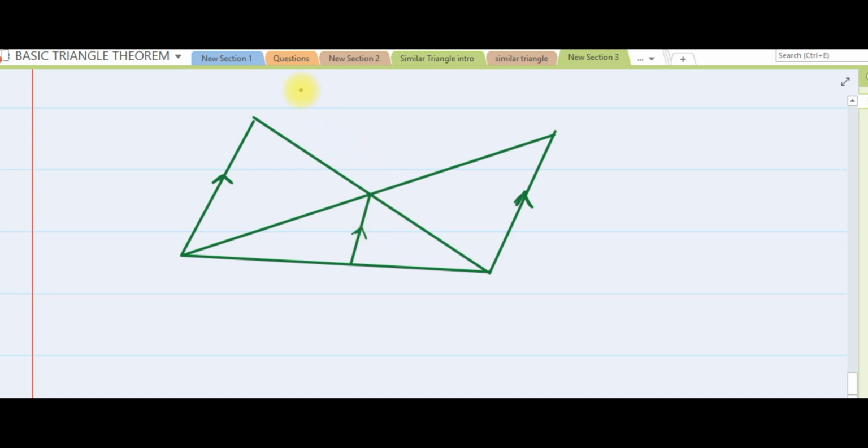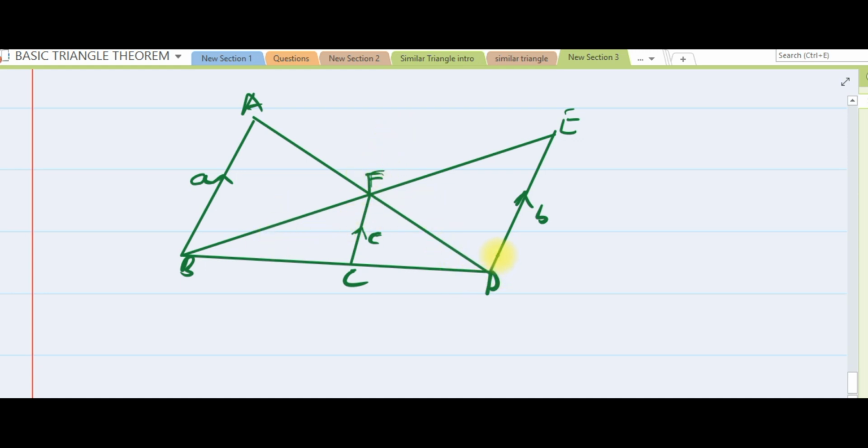Assuming you have another line, let me name these A, B, C, D, E and F. You notice that assuming the length here is A, this is B, and the middle is C. We want to get a formula connecting A, B, and C.